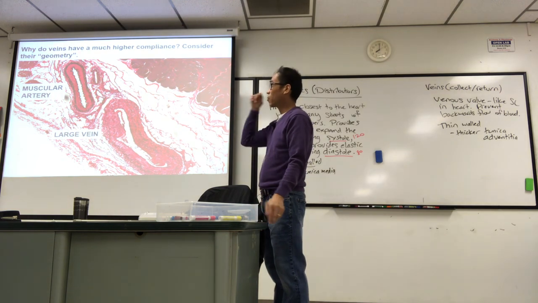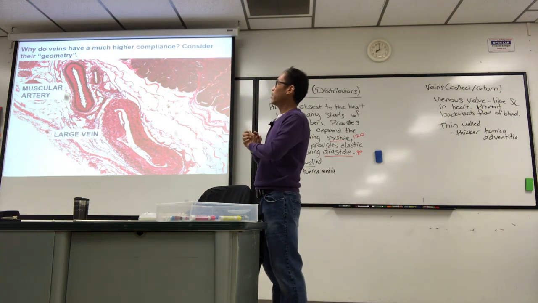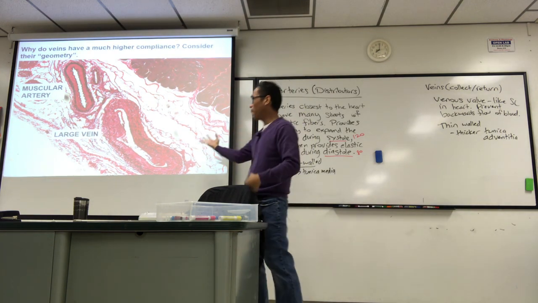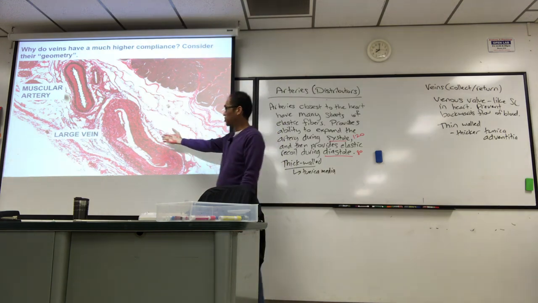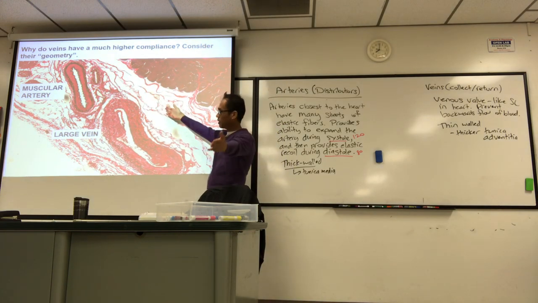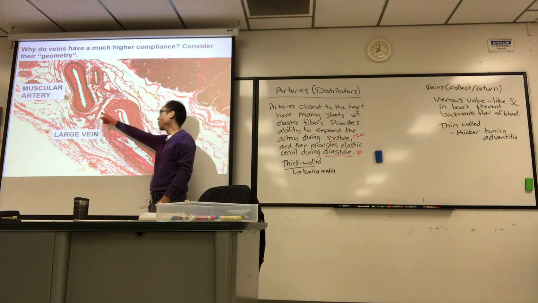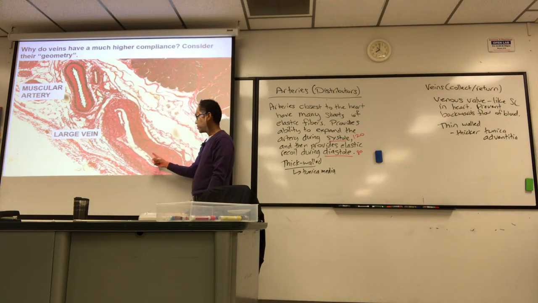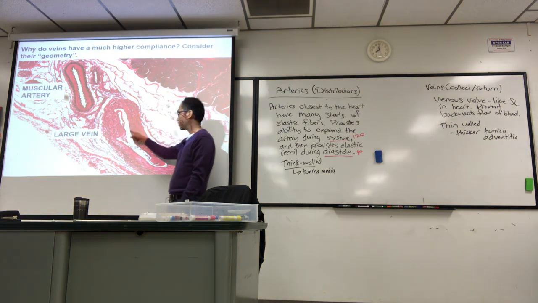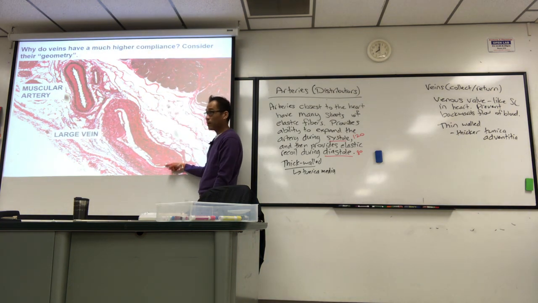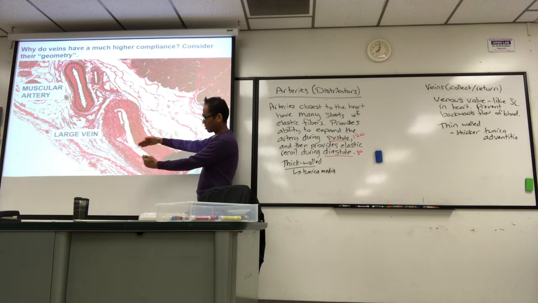Now, the question I have is why do veins have a much higher compliance? Well, look how big it is. And also consider the shape. It's not completely round. It's flattened. And so is the artery, by the way. But usually what we say for this shape, say this is the shape of the blood vessel, if you had to fill it more, you can see how it has the capacity to take it. It can expand and become more round.